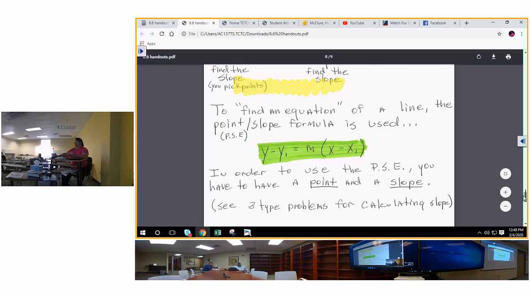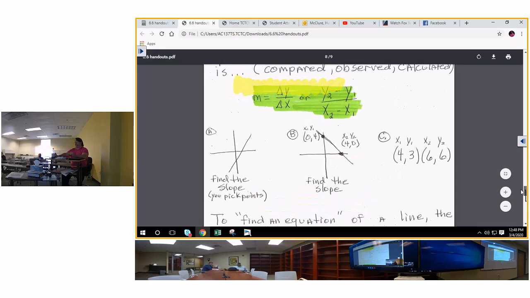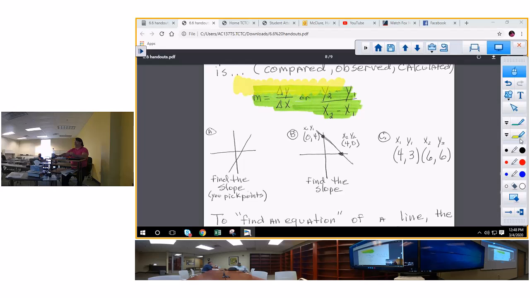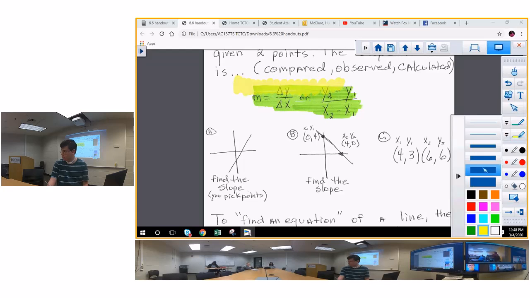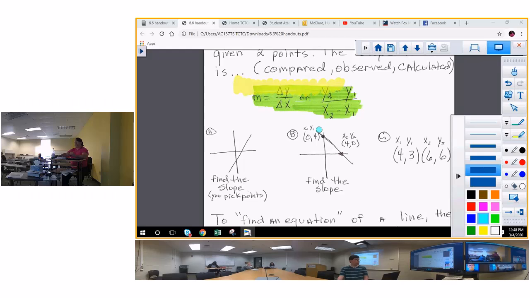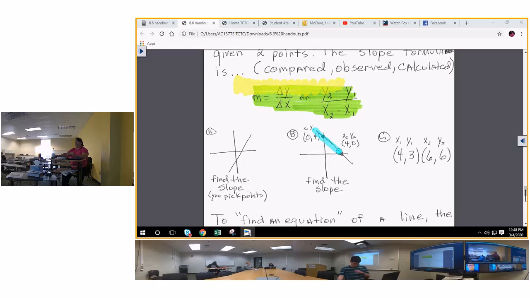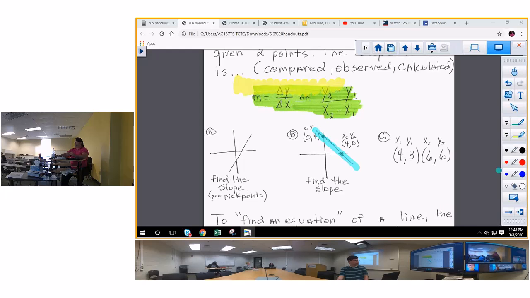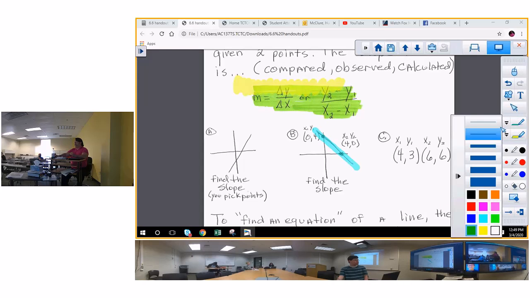So let's go and find the equation for this one right here. So I'm going to take my handy dandy blue marker, and we're going to find the equation, but we got to calculate the slope first. So I'm going to find the slope first.